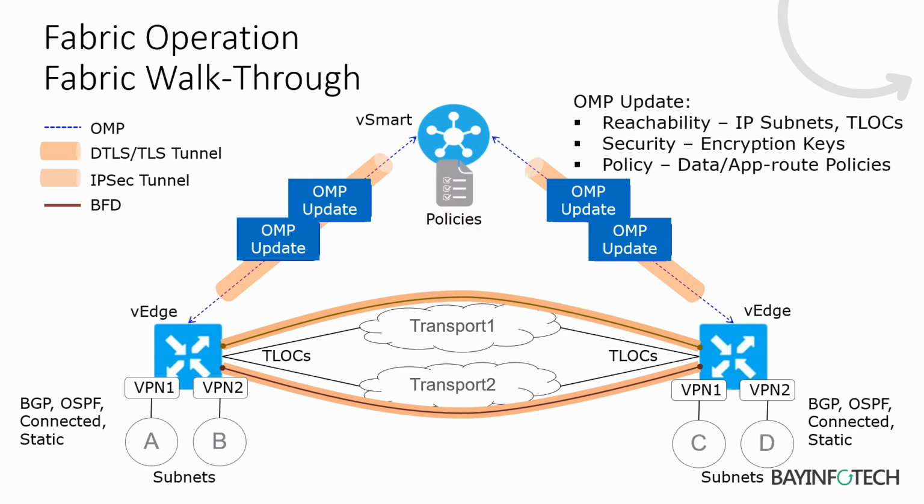As new subnets or new VPNs become part of the fabric, the same process will continue. If the implementation includes data or application-aware routing policies, such policies will be communicated to the relevant vEdge routers in OMP updates for distributed enforcement. In case of control policies, they will be enforced on the vSmart controller and will not be communicated to the vEdge routers.